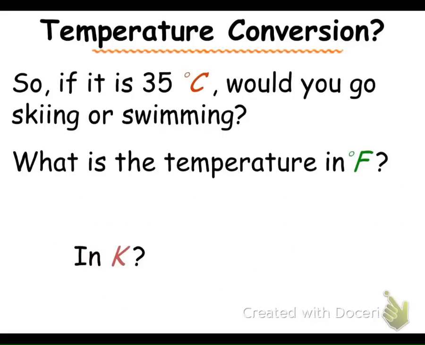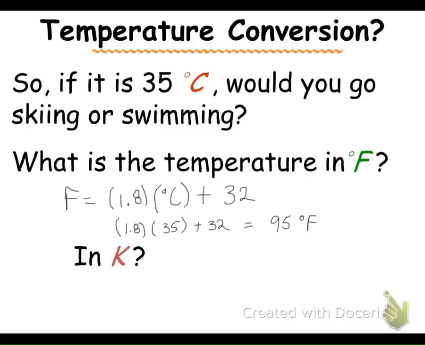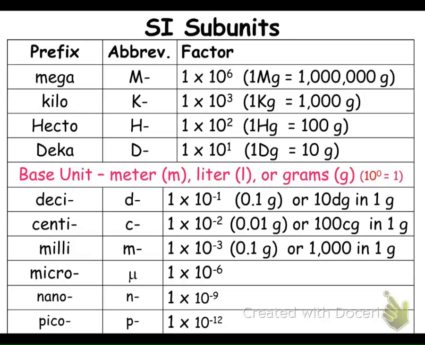So let's practice here. If it was 35 degrees Celsius, would you want to go skiing or swimming? The first thing that we want to do is, we're saying what is the temperature in Fahrenheit, so we want to just identify our equation. Fahrenheit would be 1.8 times degrees Celsius plus 32. When we do that, we'll just plug in our degrees Celsius and go ahead and get that that's 95 degrees Fahrenheit. So I definitely would want to go swimming there. In Kelvin, what you would do is take that, set it up, and add 273 to the degrees Celsius, and that would give you 308 Kelvin. So there's just a really simple example of temperature conversions with Kelvin and Fahrenheit.